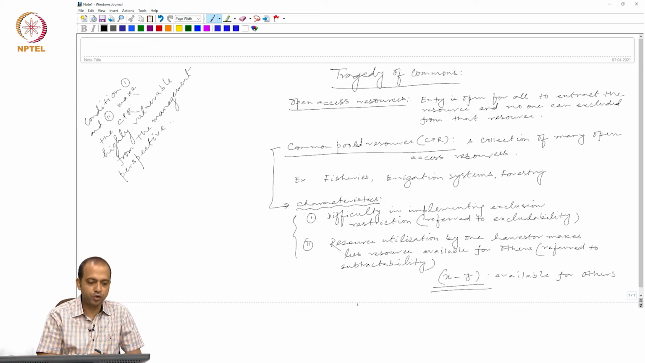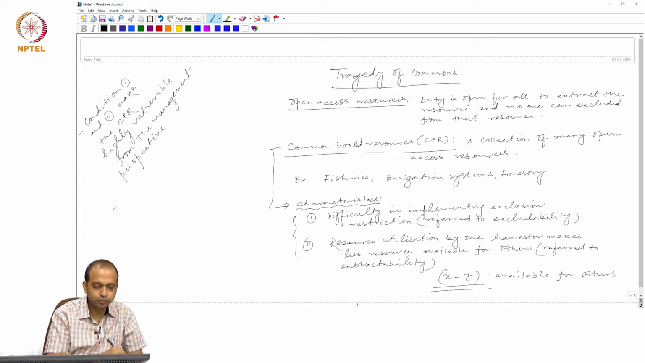Okay, highly vulnerable from the management perspective. So, individual harvesters are guided by their own rationality. And what is the rationality? The rationality is to maximize their individual share, okay? Because if a particular harvester is not extracting the resource today, then someone else will come and harvest it. So, less resource would be available tomorrow. That is why individual rationality is to maximize their own share of resource utilization.